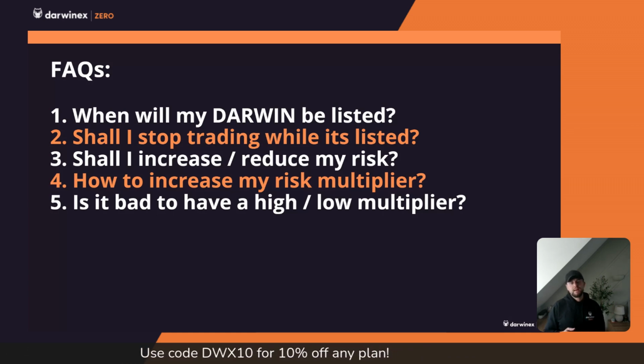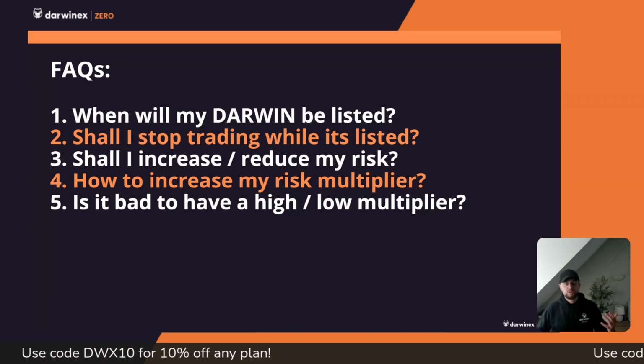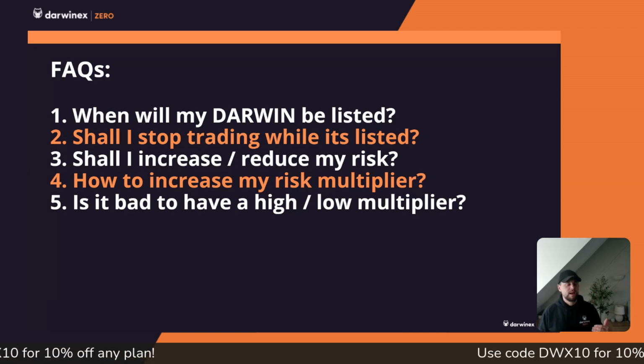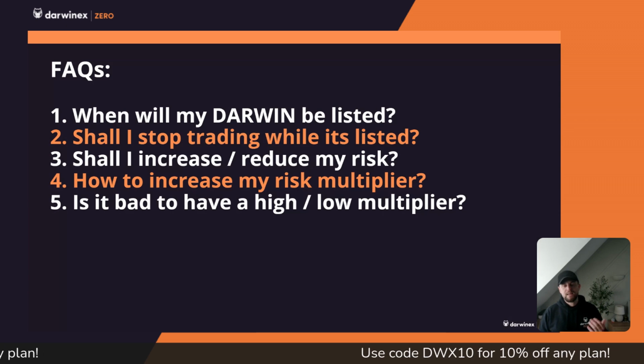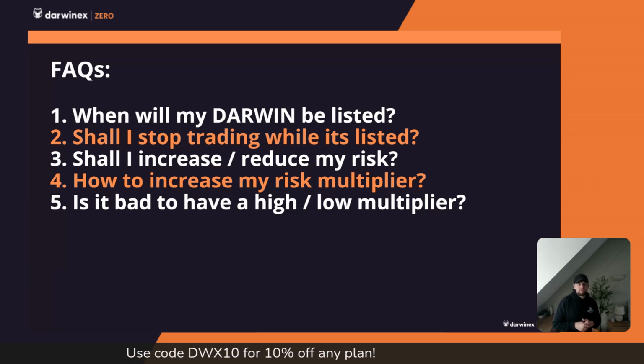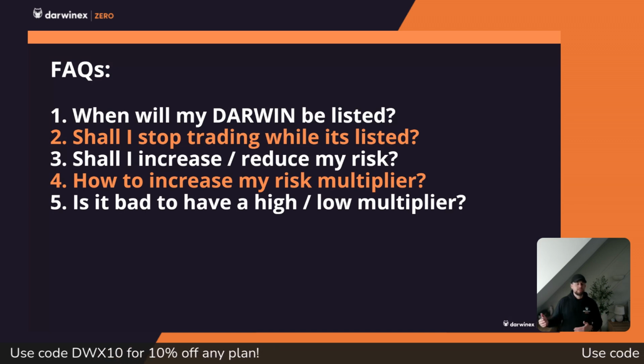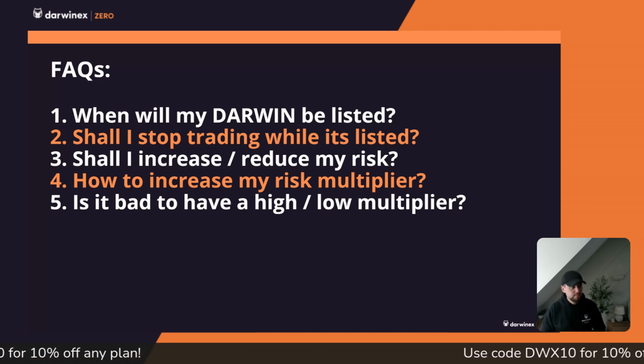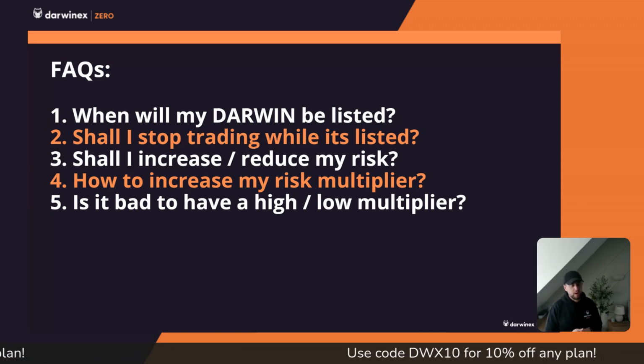Under 30%, 6.5% to 20% is the sweet spot. It's the happy spot. But I'd say anything under 30%, I wouldn't be too concerned. In terms of increasing your risk, I don't think it's necessary, because the risk engine is going to do that for you anyway. Number four, how do I increase my risk multiplier?